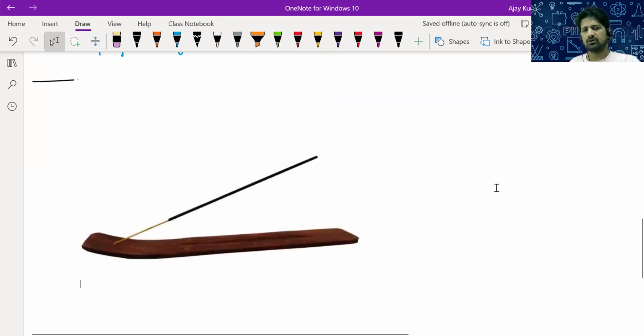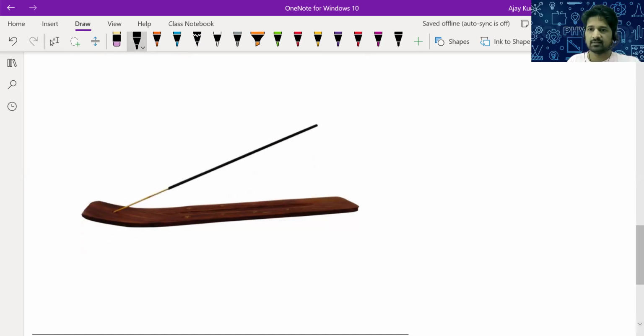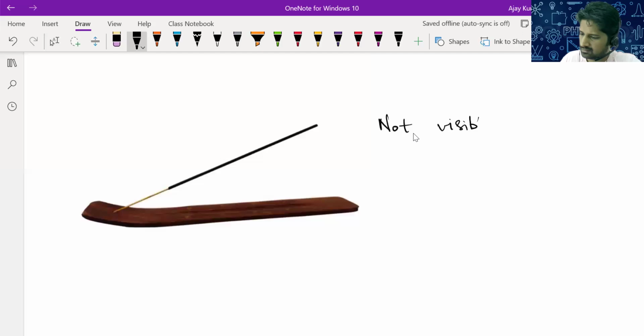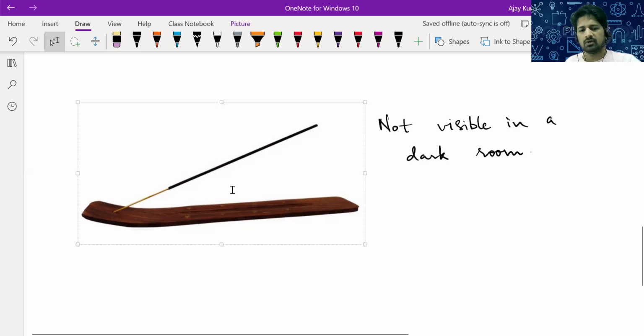Do you think this will be visible in a dark room? If it is not ignited or lighted up, do you think this will be visible in a dark room? Obviously not. It will not be visible. You can just consider a rod also. A metal rod at room temperature will not be visible in a dark room. Fine. Same with this. So this is not visible in a dark room. Why? Because in a dark room, there is no source of light and this object does not emit its own light. Okay.